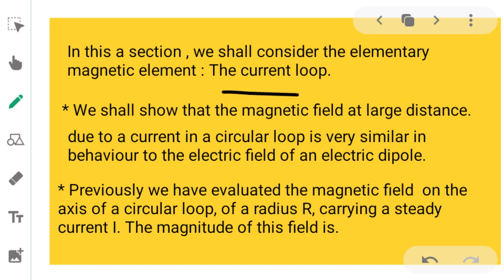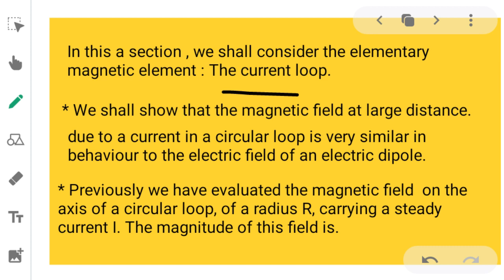So what is a current loop? A current loop is a wire or a conductor which is wound in a circle, and in that wire there is current. That is known as a current loop. Loop means the two ends are joined.